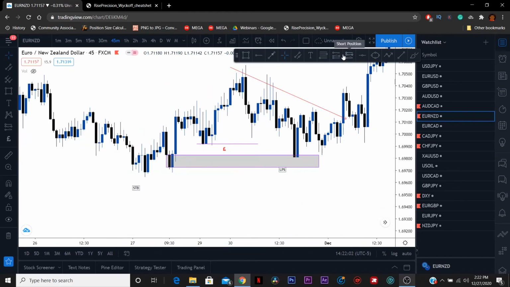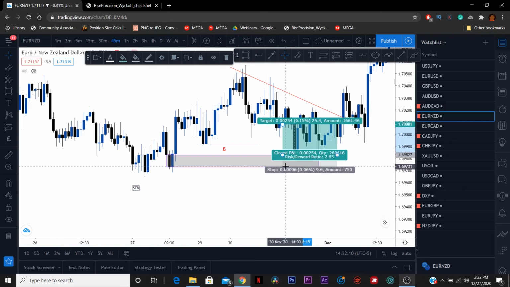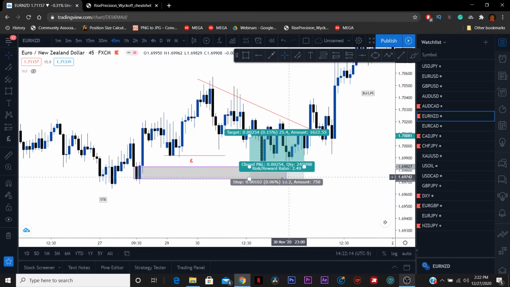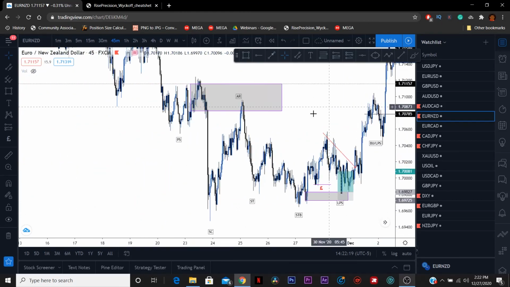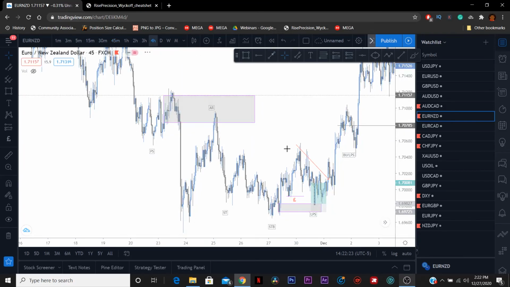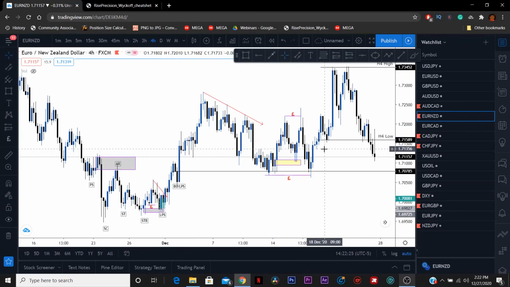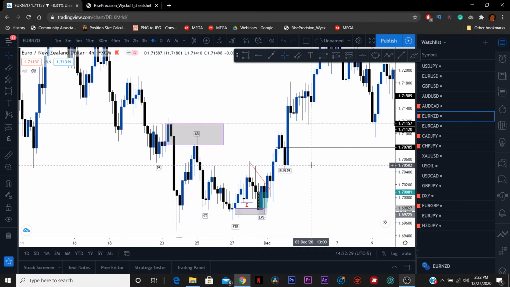So simply put, you could have had an entry right here at this order block. Your stop loss would have gone under the body, so you could have had a 10 pip stop loss here. And understanding that this is a 4 hour accumulation, you're going to have some big targets here.